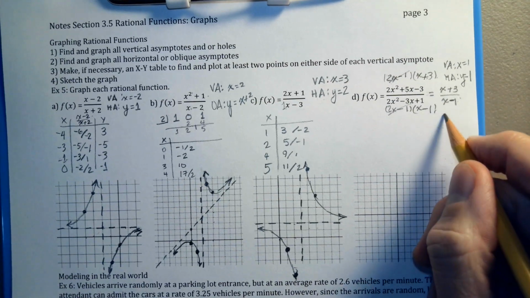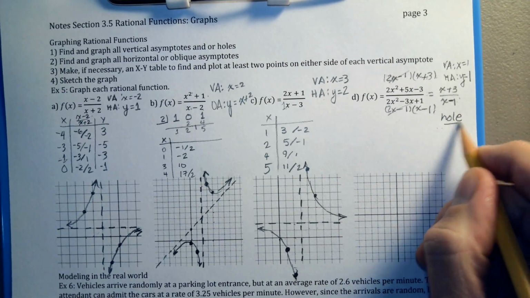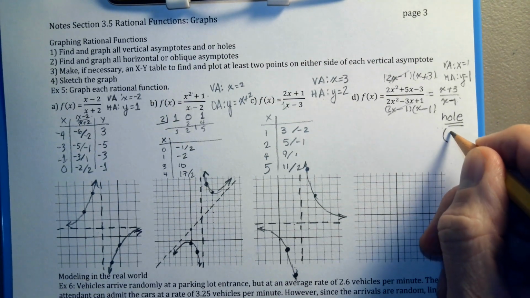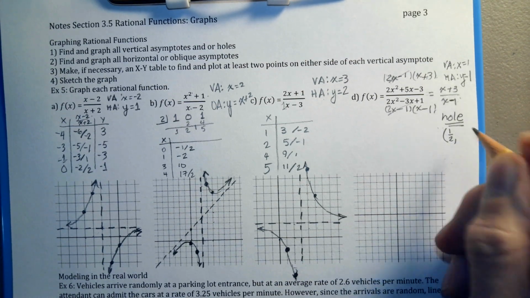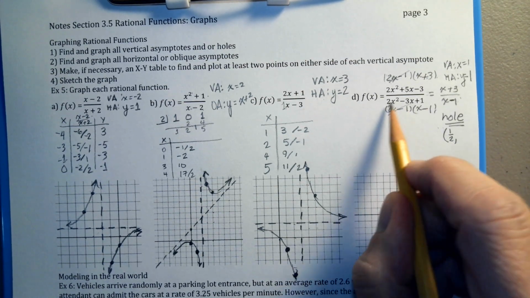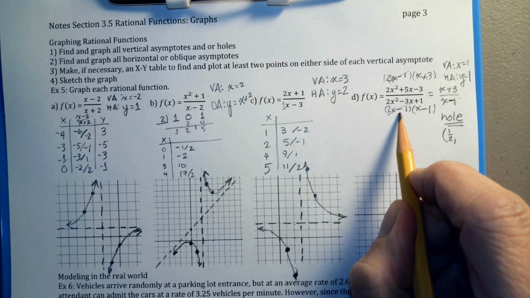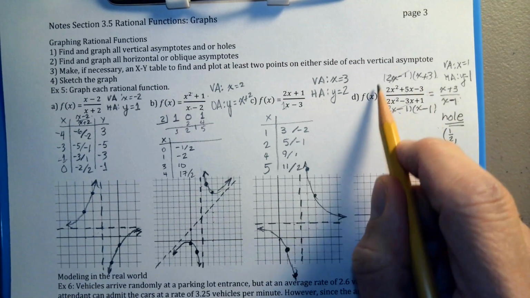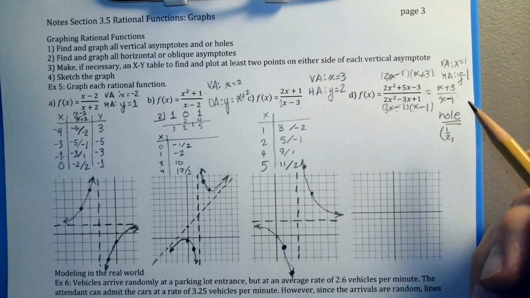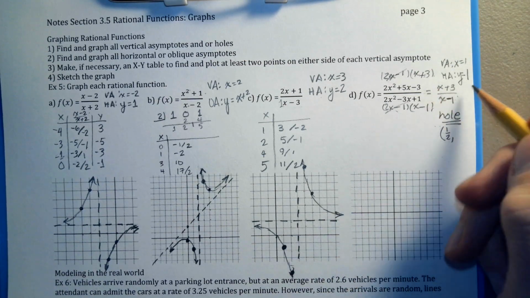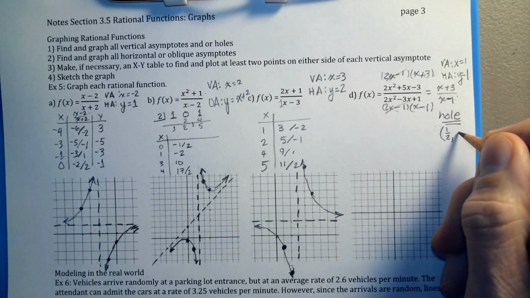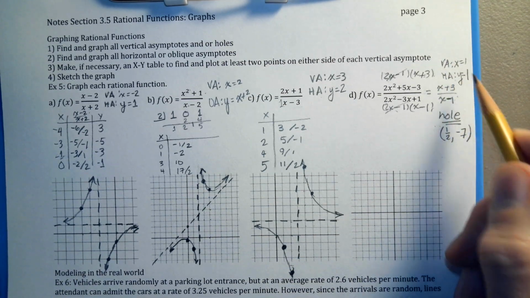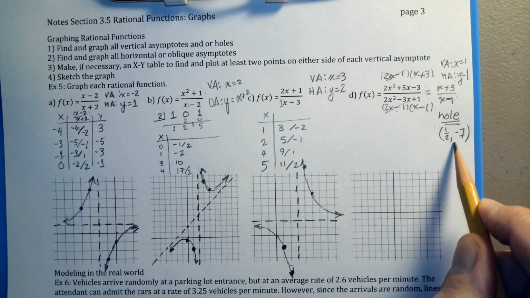All right, and then also let's think about a hole. So where will the hole be? The hole is at 1/2, because that's the x value that would have made this part that canceled 0. And then we want to plug 1/2 into the reduced function. We can't plug it into the original one. It'll make it undefined. And when we plug 1/2 into this reduced function, you'll see, I think, that you get -7. So we have a vertical asymptote, a horizontal asymptote, and also a hole for this one.